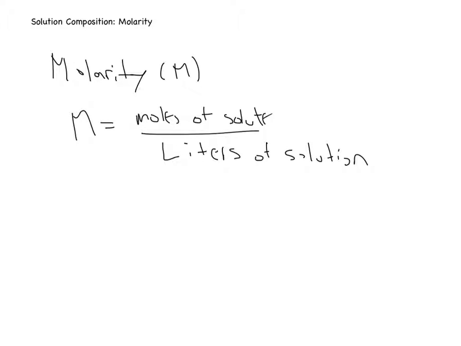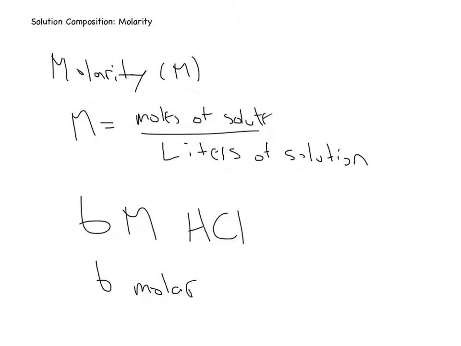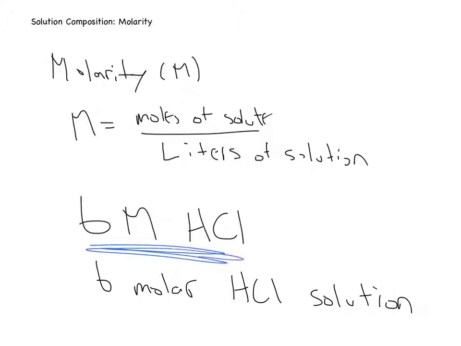The way it's written is like this: we would read this as saying I have a 6 molar solution of HCl. So this is how you read it: 6 molar HCl solution. That is how you read molarity. So let's try a practice problem and take it for a test drive to see how it works.